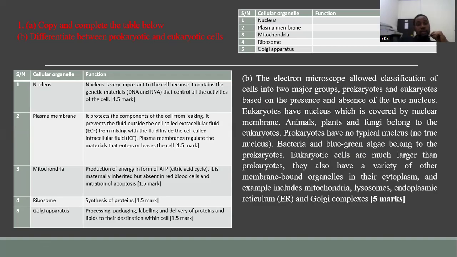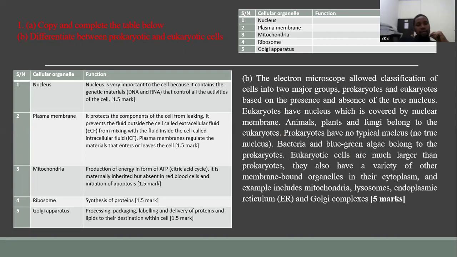The nucleus is the organelle of genetic material. It's about the genetic material, the DNA. So the nucleus is where the genetic information is being stored or kept.